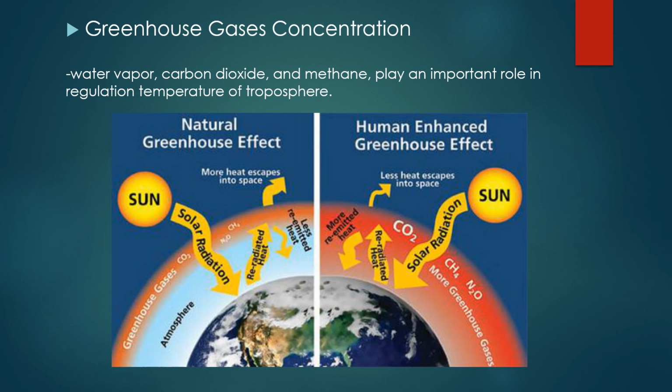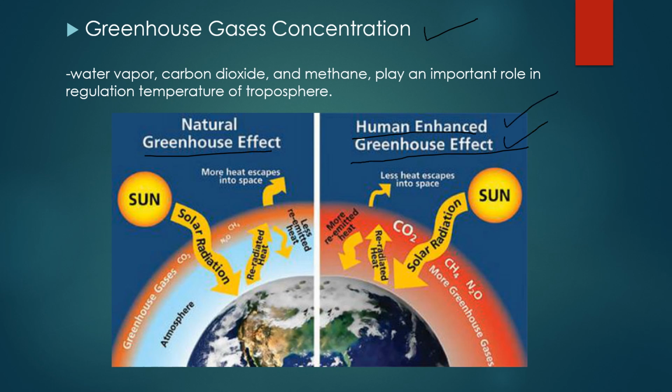And here we go, greenhouse gas concentrations. If humans were not on Earth, there would still be greenhouse gases. And the greenhouse effect is not something negative, right? We need it. If it weren't for the greenhouse effect, we would freeze, right? We need that solar radiation to be trapped within the lower portion of the atmosphere. So water vapor, carbon dioxide, methane, these all play important roles in the regulation of temperature in the troposphere. However, we as humans have enhanced the greenhouse effect, right?